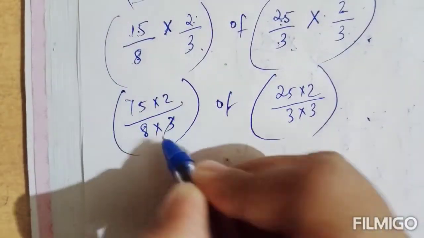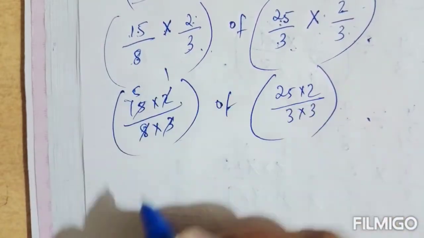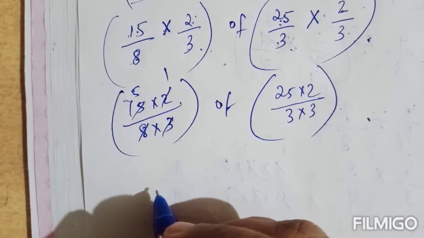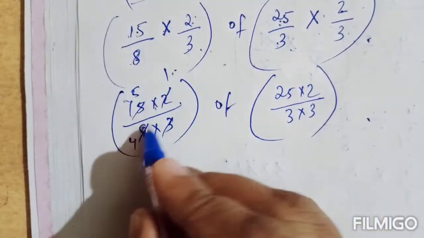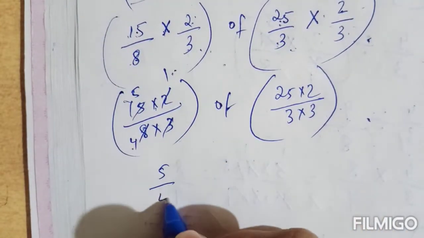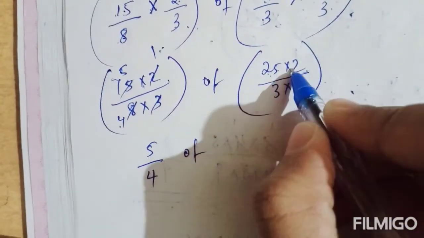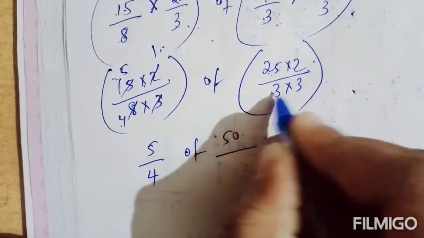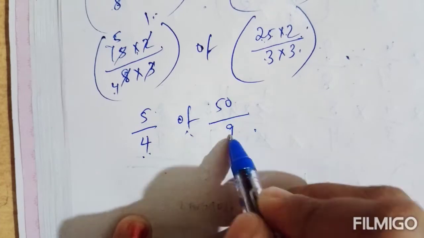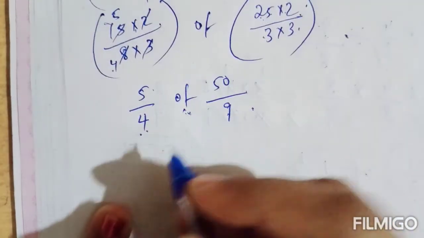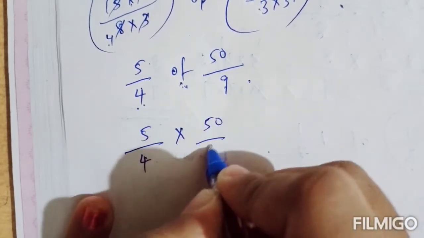Now here 3 and 15 you can divide, it will be 5, and 8 and 2 will go in 2. Here 1, here 4. So you will get 5 into 1, 5 by 4 of, and 25 into 2, 50 by 3 into 3, 9. 5 by 4 of 50 by 9 you have to find. Of means it is multiplication. 5 by 4 into 50 by 9.